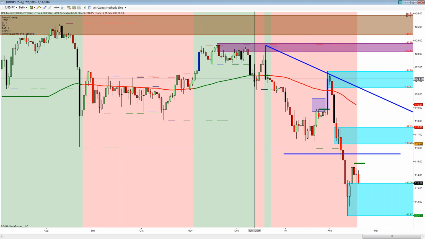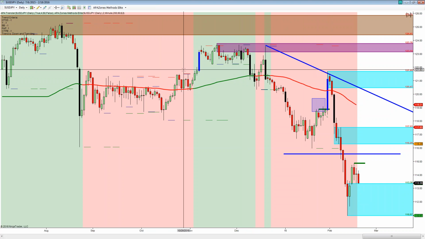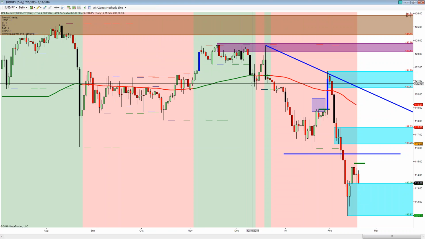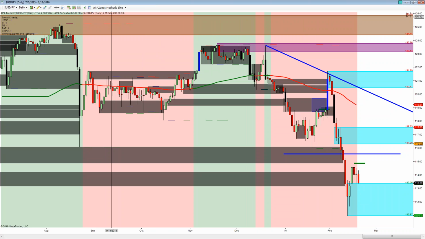I put them into my analysis, and I kind of figure them into my ideas for where price is going to react next. If it doesn't get to this zone, I always look to see if price is going to react off these flip flops because they do quite a bit. Even over here, you can see how price came down. Let's see if there's a dead zone over here. There's a dead zone right there.